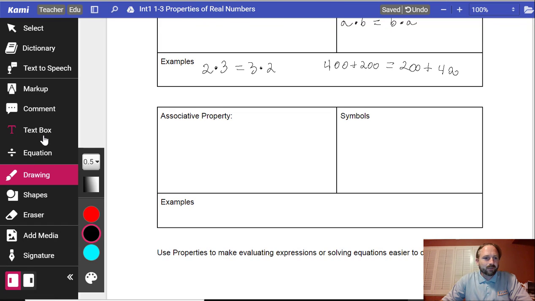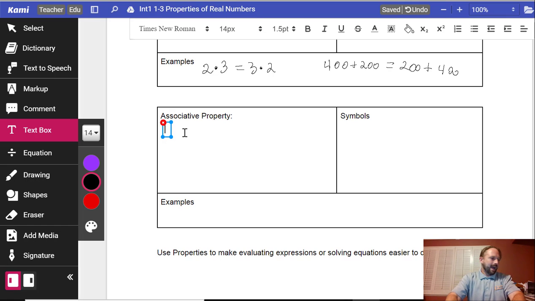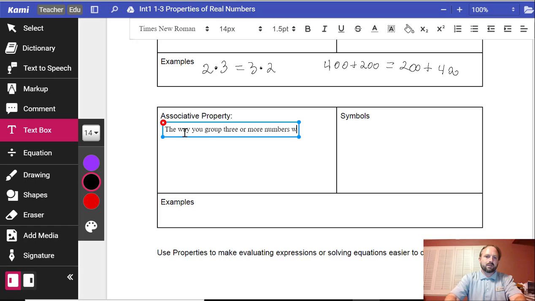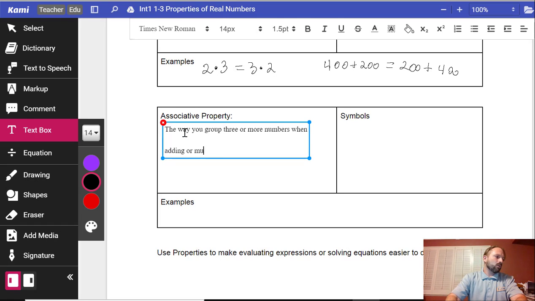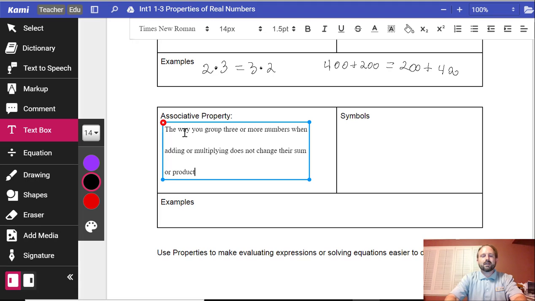All right, so for this one, it's going to be how you group, the way you group 3 or more numbers when adding or multiplying does not change their sum or product. But this means, if you're doing adding, they all have to be adding. If you're doing multiplying or dividing, remember GEMS. It's multiplying, dividing together, and adding, subtracting together. Just keep the values the same. It doesn't change at all.